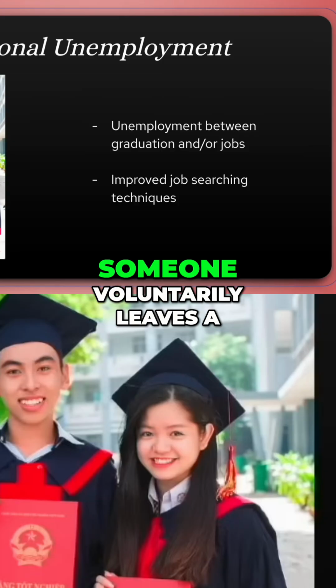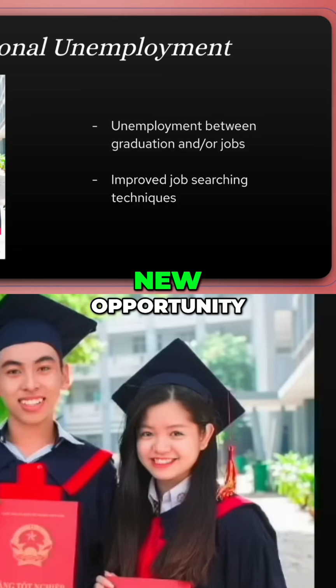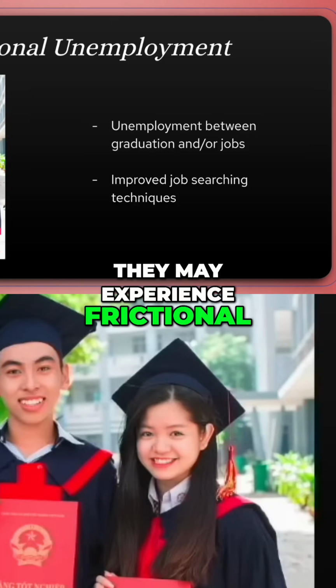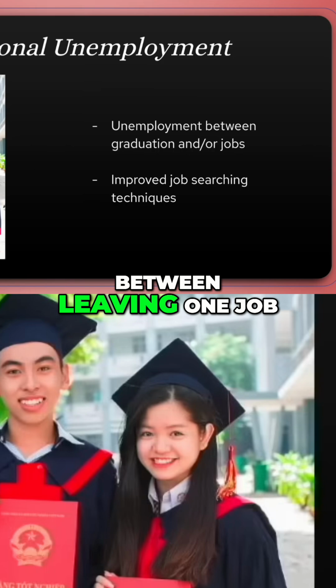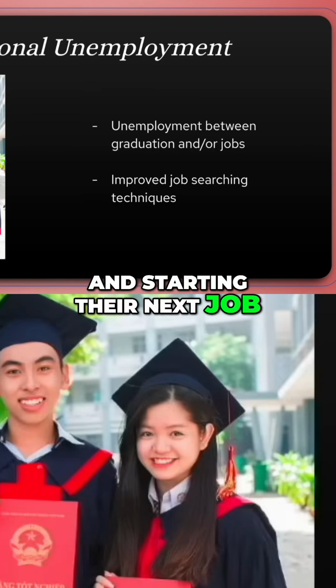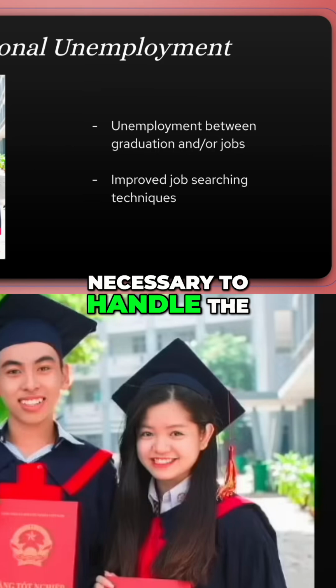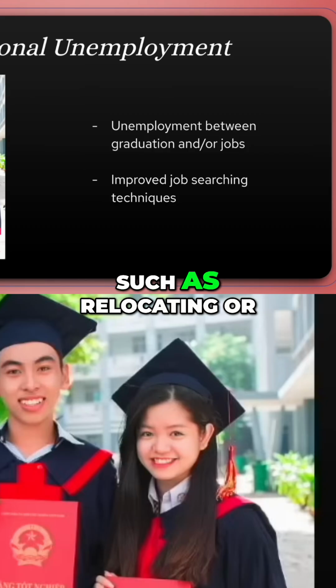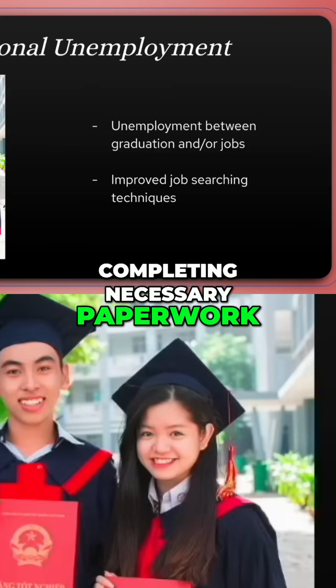Another example is when someone voluntarily leaves a job to pursue a new opportunity. They may experience frictional unemployment during the gap between leaving one job and starting their next job. This gap is often necessary to handle the logistics of transitioning, such as relocating or completing necessary paperwork.